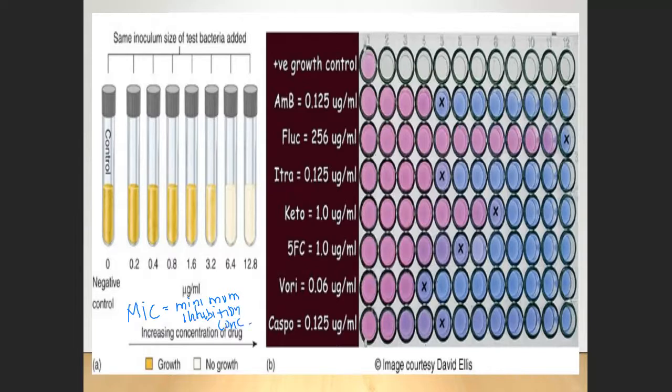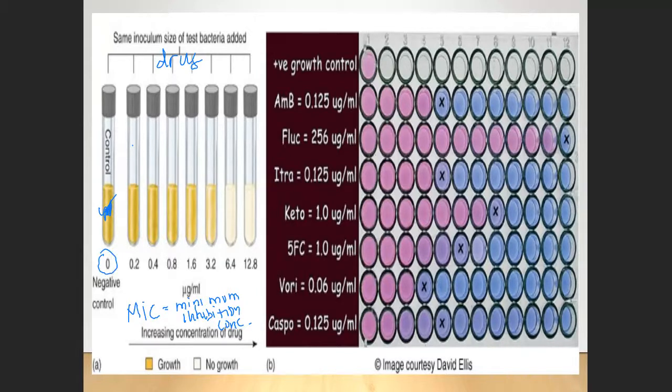Now, how is the test done? This tube actually has bacteria in it before the drugs are put in. So this tube has bacterial growth, like the control over here. All of them start with this color. Now, in the control, we will not put any drugs, so zero concentration.